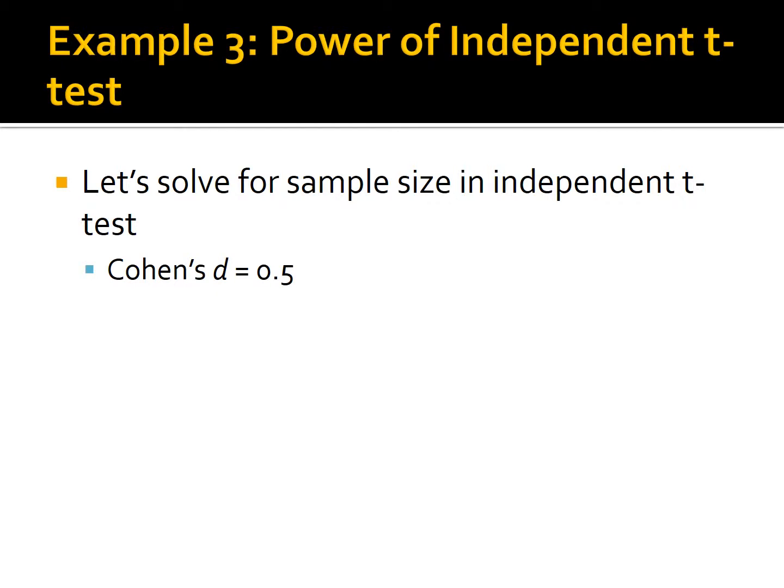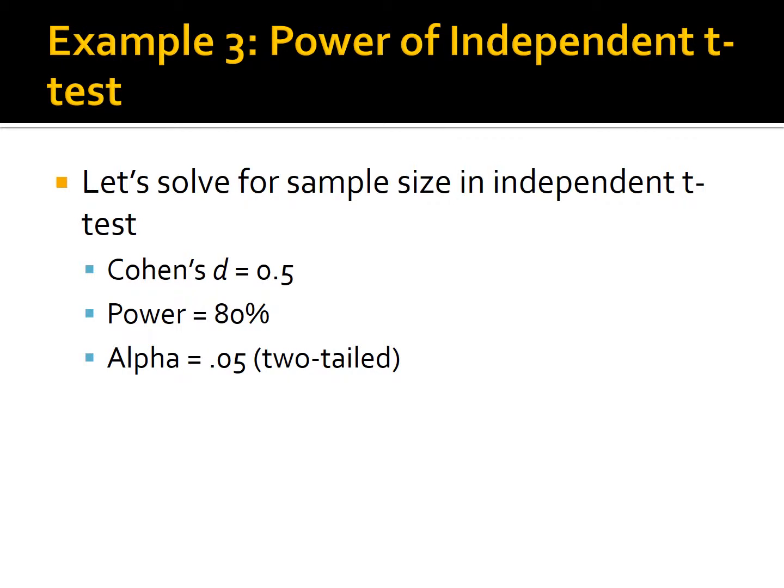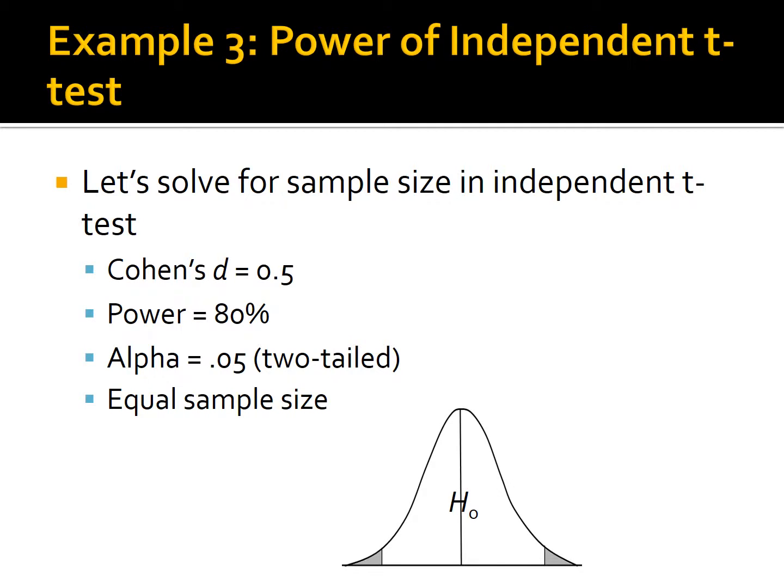So we have the quantity of 0.5 that represents the standardized difference between two groups, and power is 80%, alpha is 0.05, and I would like to have equal sample size. So in the power analysis framework, let's see the graph. We have the null hypothesis sampling distribution over here, and because alpha is 0.05, each tail will have a proportion of 0.05 over 2. And we get the critical value on the right hand side, right?